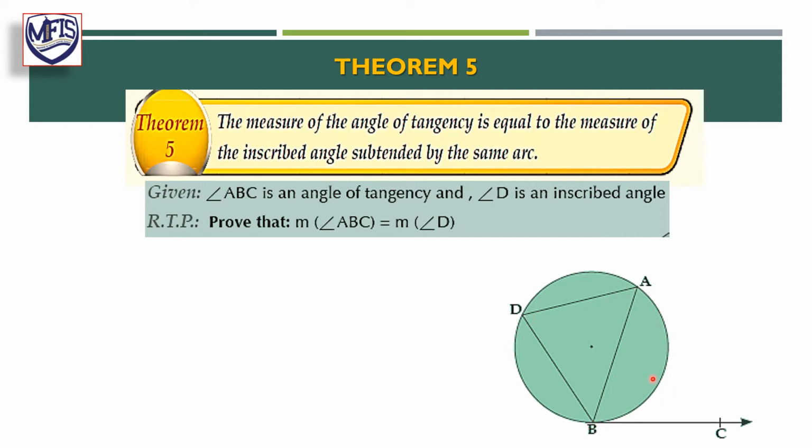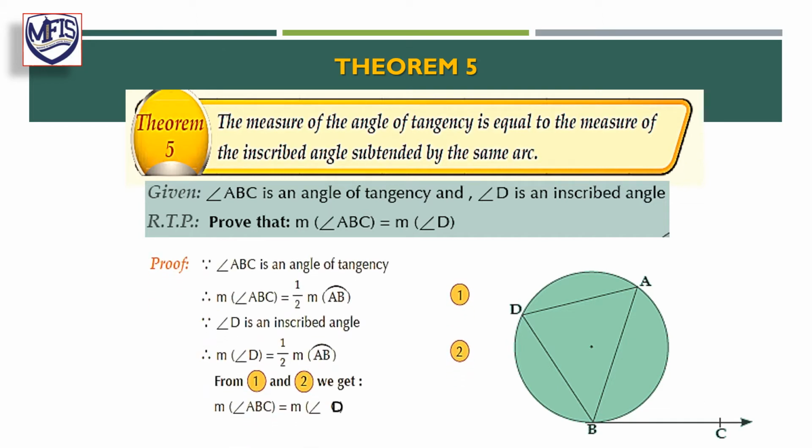How to prove that? Angle ABC is an angle of tangency. Measure angle ABC equals half measure arc AB. We studied this before. And also measure angle D equals half measure arc AB. Why? Because angle D is an inscribed angle subtending arc AB. That means measure angle ABC equals measure angle D. This is theorem number 5.